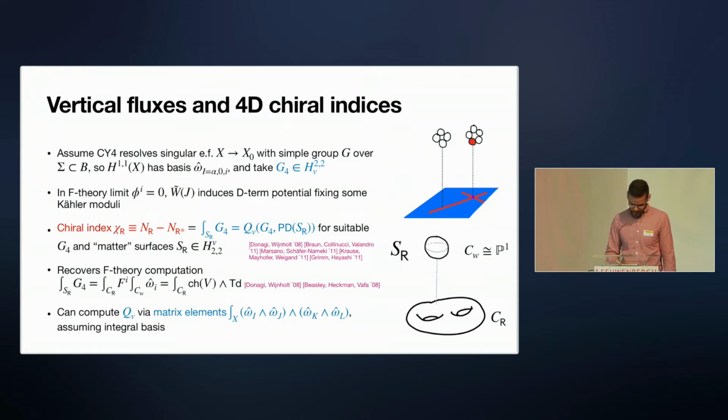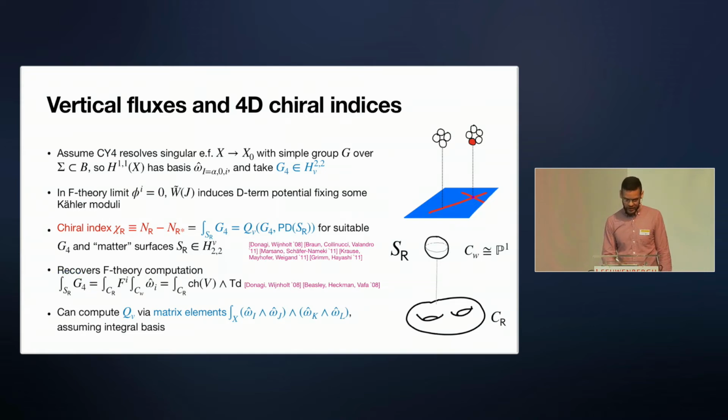So this computation also recovers the more direct F-theory computation, which was done some time ago, namely where one can view the chiral index as the integral of some characteristic classes over this matter curve. So this is more of an intrinsic definition in some sense. It doesn't depend on a choice of resolution, but the resolution does, in fact, contain all the information that you'd want, and so you can equally well compute the chiral index in terms of this G4 integrated over this smooth choice of surface.